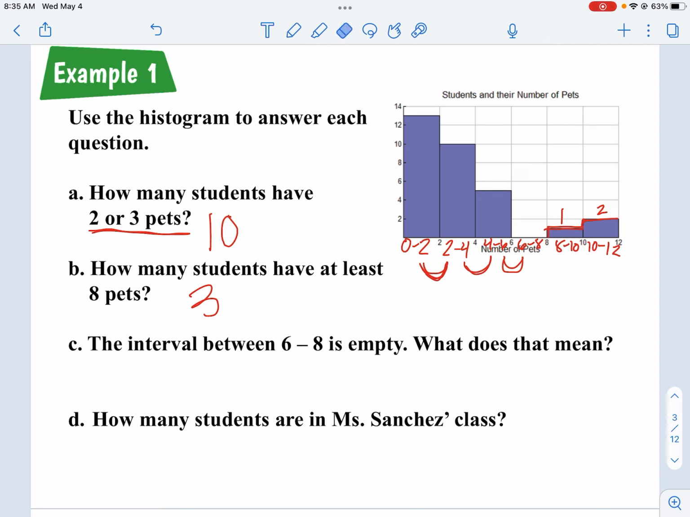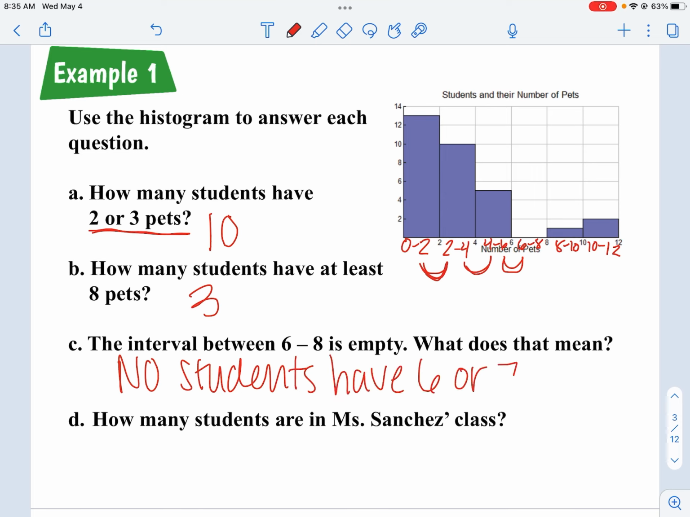So then it says the interval between 6 to 8 is empty. What does that mean? So that means no students have 6 or 7 pets. Okay. Some of them could have 8, because remember, there's this one, so that means someone has either 8 or 9. But if there's nothing in it, it means no students have that many.